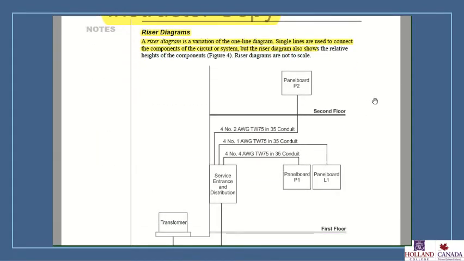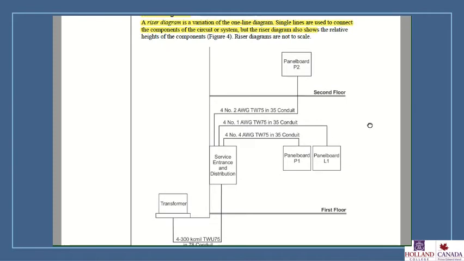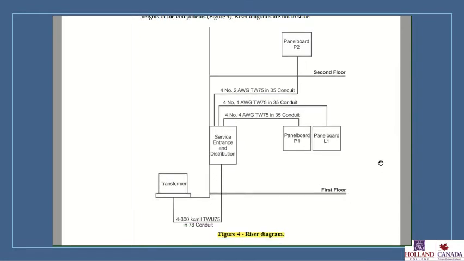Riser diagrams. A riser diagram is a variation of the one-line diagram. Single lines are used to connect the components of the circuit or system, but the riser diagram also shows the relative heights of the components. Riser diagrams are not to scale.